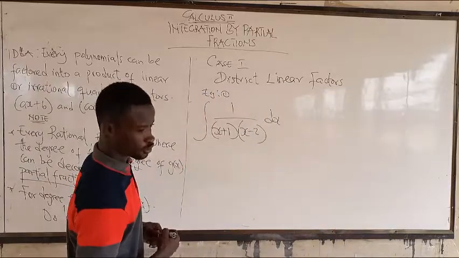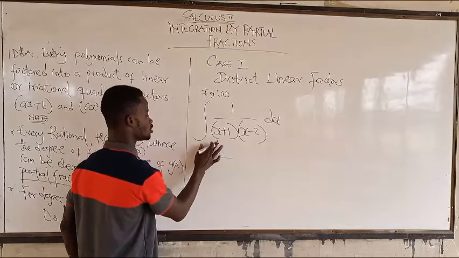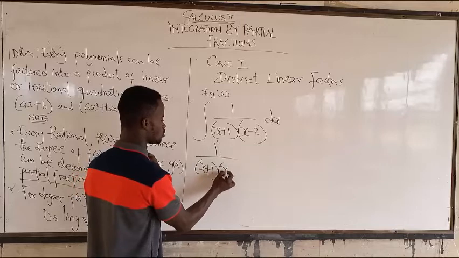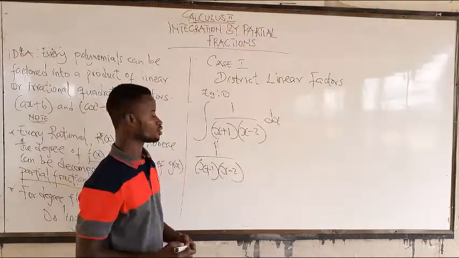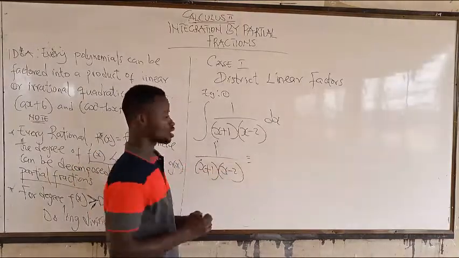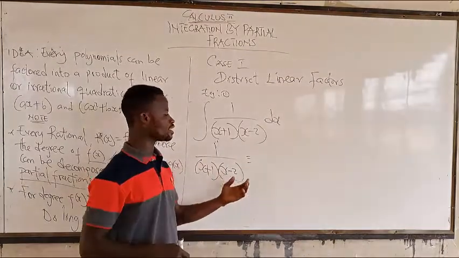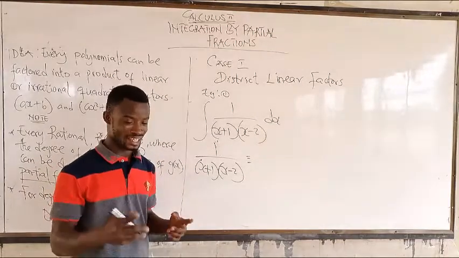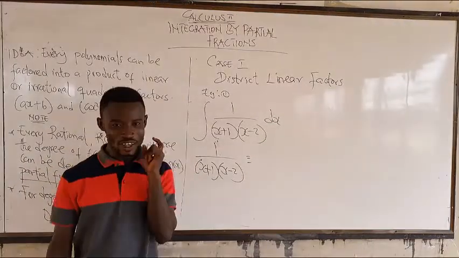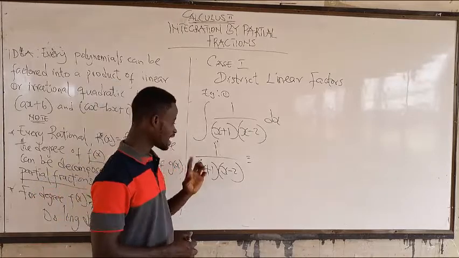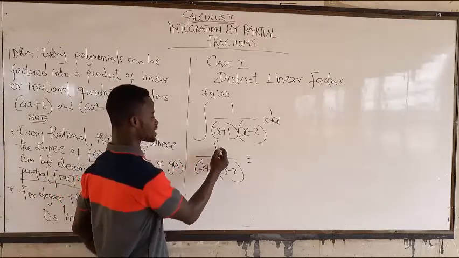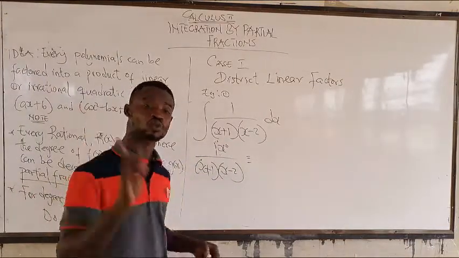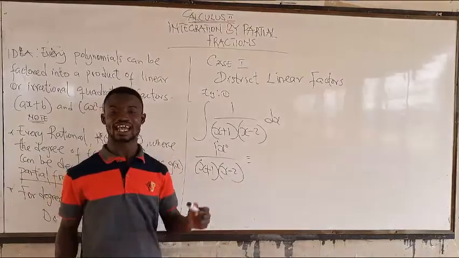So we write the function out. Let's forget the calculus here. We can't go with the calculus for now. What is the degree of the numerator? You can see clearly that the degree of the numerator here is 0, because 1 raised to the power 0 is 1. So the degree of the numerator here is 0.